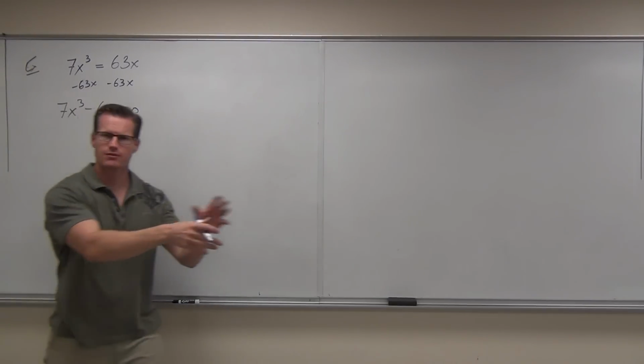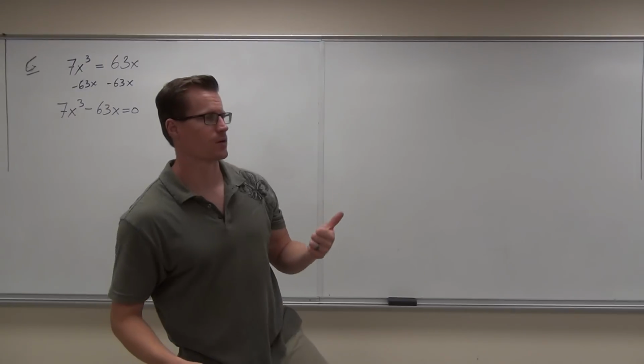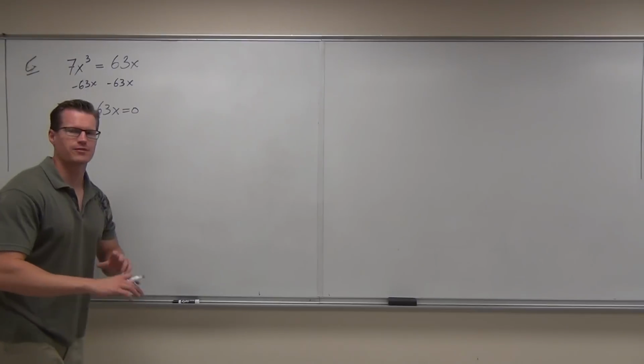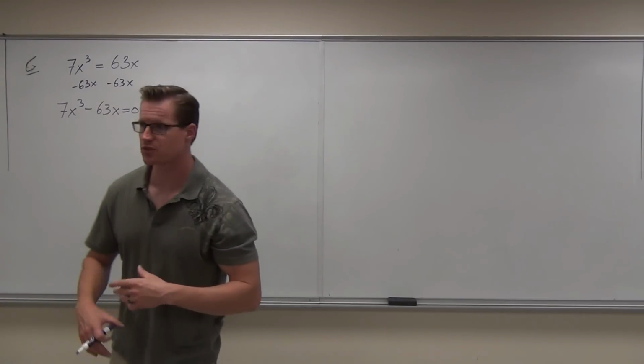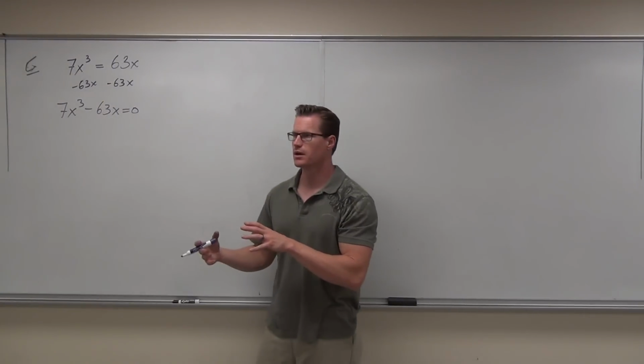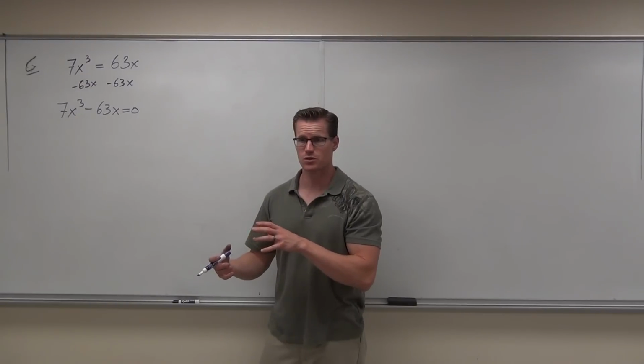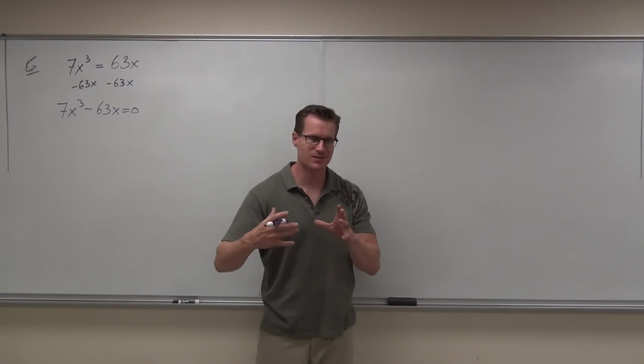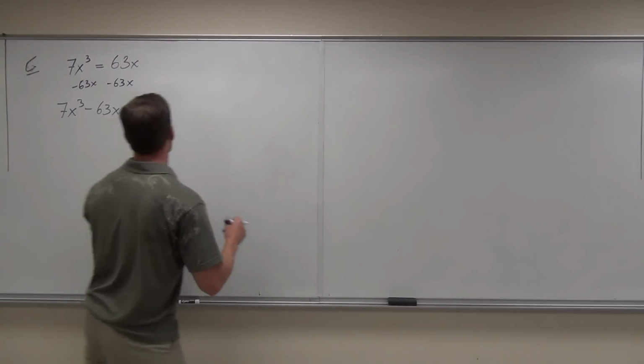And then get 7x to the third minus 63x equals 0. That's great. That's everything on one side because it's a quadratic or higher. That's the first term positive, and it's in order. And then I start looking for all my factoring stuff. Everything that we've done this whole semester so far comes into play here. Well, I've got 2 terms. Do I have a GCF? Yes.